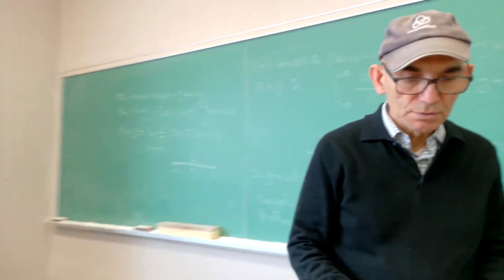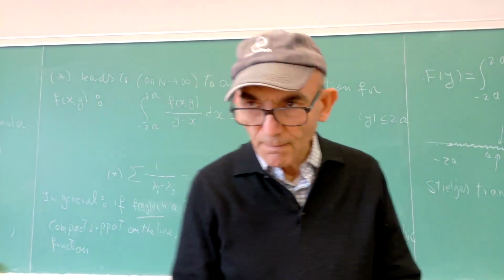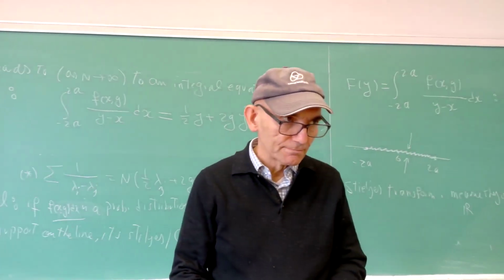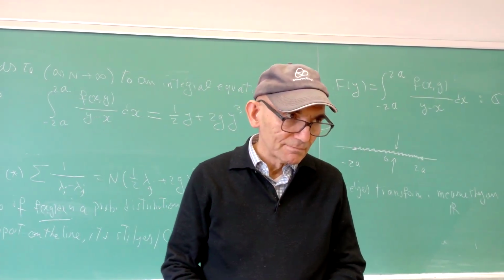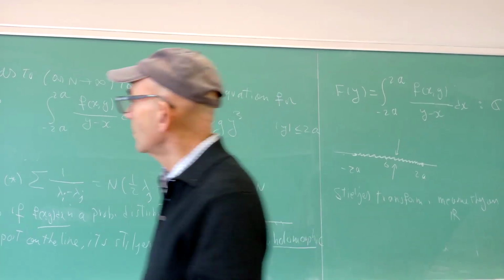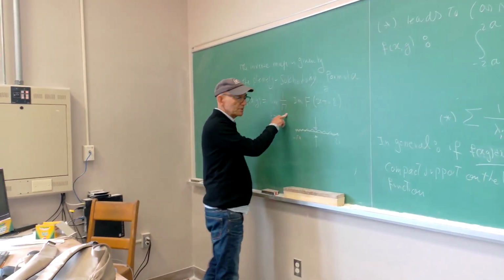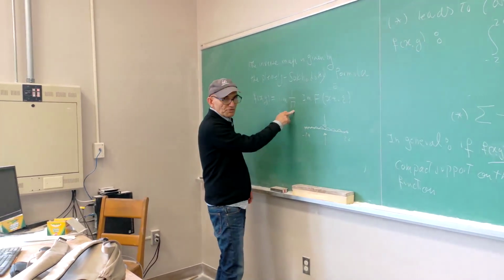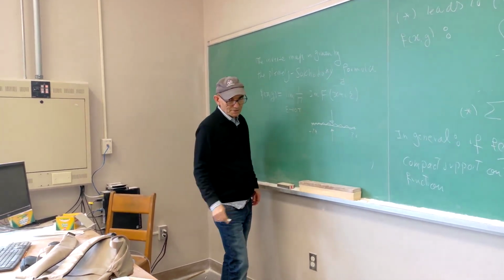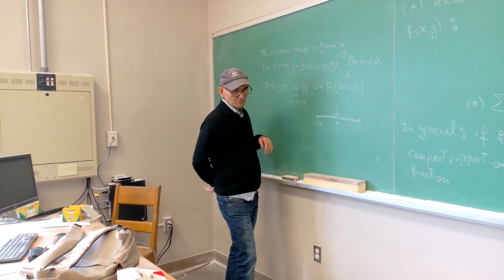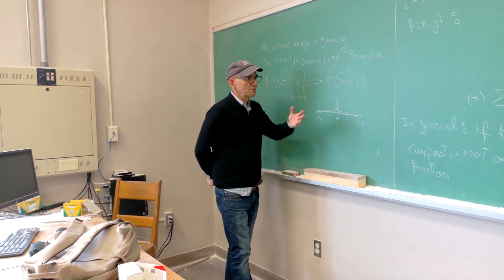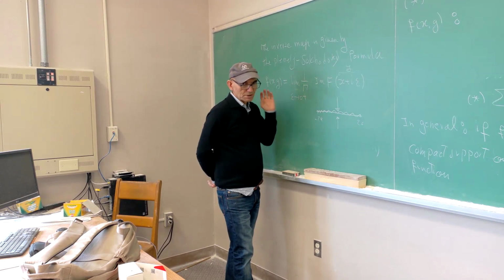Any questions? For f of x comma g, what is in the denominator? Sorry? What is that? The limit as epsilon tends to 0 plus. Oh, this is pi. This pi is from distribution theory. It's an approximation to the delta function, which was actually obtained by Cauchy, and that's it.